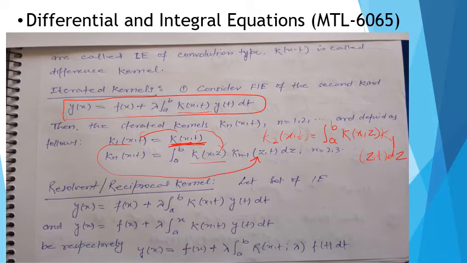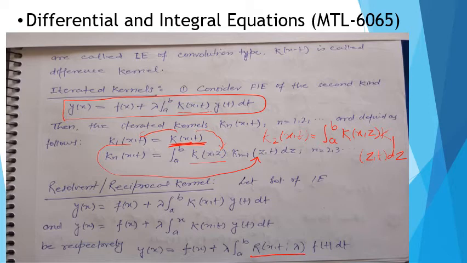This type of kernel is known as iterated kernel or repeated kernel. Resolvent or reciprocal kernel. An integral equation of this form is said to be a resolvent kernel if the kernel can be written as this type, R(x,t;lambda).